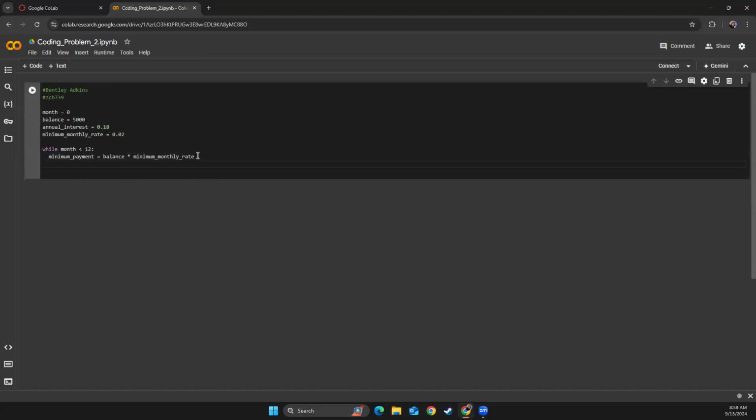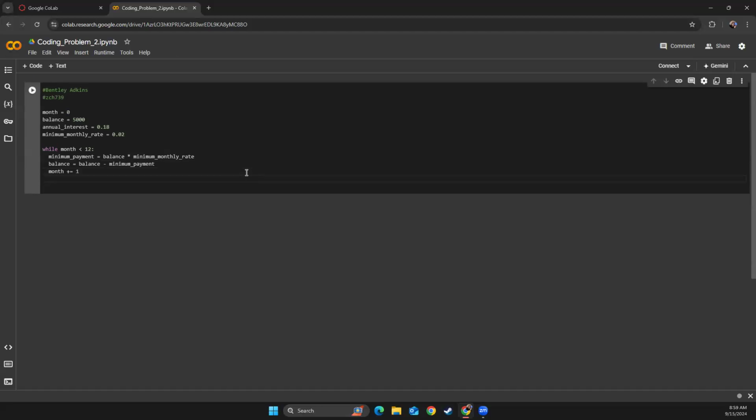And to actually take it from the balance, we have to set our new balance. We're going to set it equal to the balance and subtract the minimum payment from it. And with that, we will also add 1 to every month, so plus equal. That should be everything we need for a while loop.